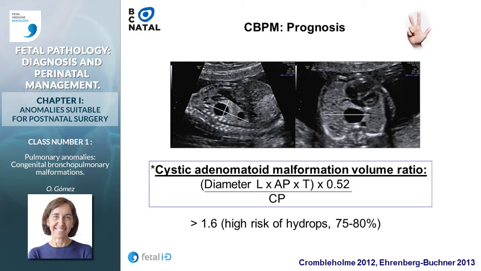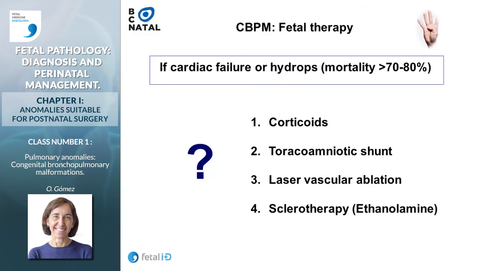The cystic adenomatoid malformation volume ratio also seems to correlate with the presence of postnatal respiratory morbidity and the need for surgical intervention. It is a ratio described in the literature that will quantitatively allow us to know the risk and to follow up the lesion, added to the presence or not of significant mediastinal displacement.